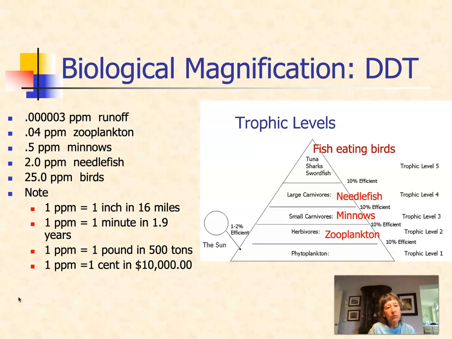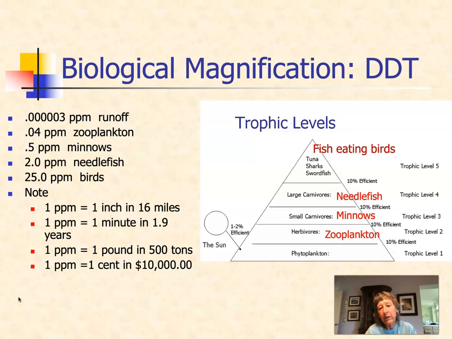If you have DDT in runoff, it's 0.000003 parts per million. By the time you get to zooplankton, it's 0.04 parts per million. By the time you get to the little tiny fish called minnows, it's 0.5 parts per million. In needlefish, it's 2.0 parts per million. And by the time you get to fish-eating birds, you have huge concentrations of this, 25 parts per million.